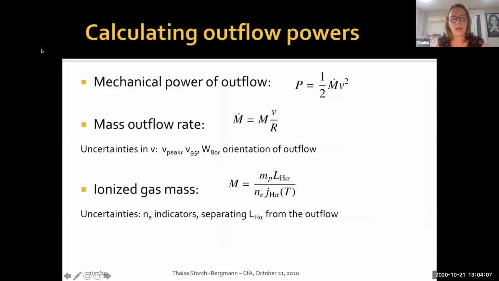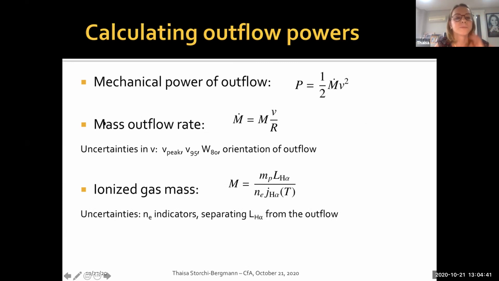Okay, so how do we calculate these feedback powers, in the case of outflows in particular? The mechanical power of the outflow is very simple to calculate, as in this expression. We need to calculate the kinetic power of the outflow. We need the mass outflow rate, and then you need the mass, velocity, and radius where you are observing the outflow.